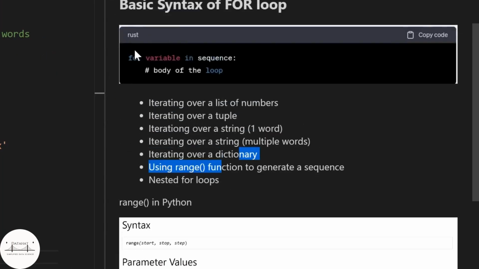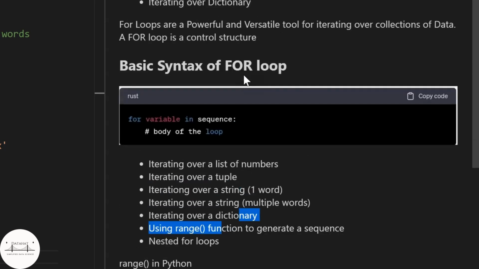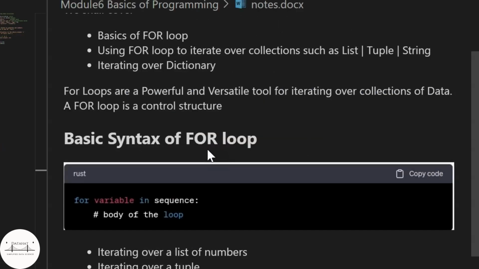So a for loop appears something like this. You have the keyword for, then you give a variable name which is the iterator variable in sequence. Your sequence could be anything such as list, string, tuple or dictionary, and we specify the body of the loop. Now, what is the for loop by definition? A for loop is a control structure, a control flow structure.